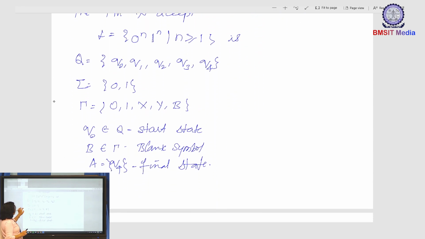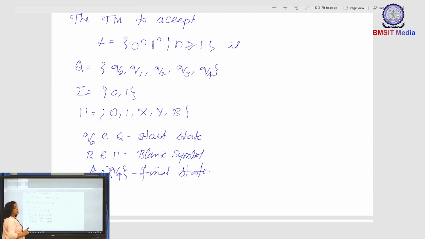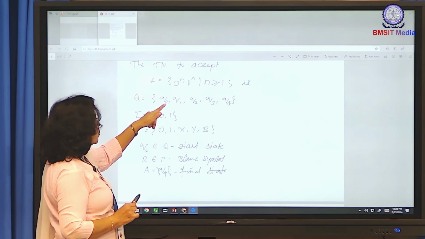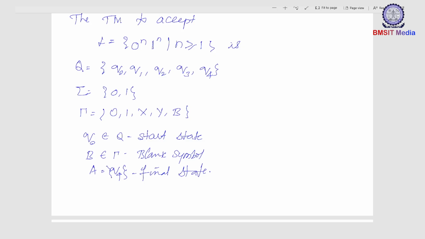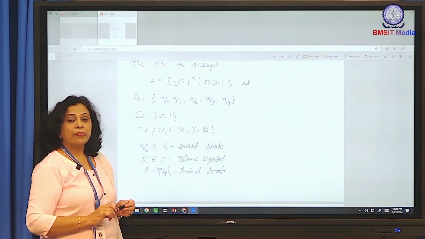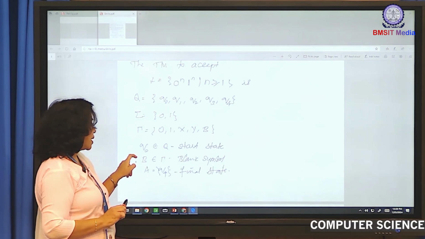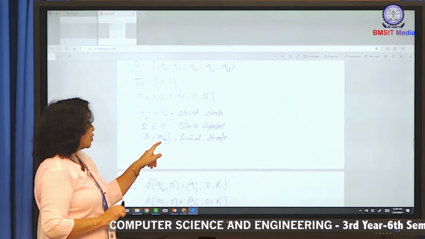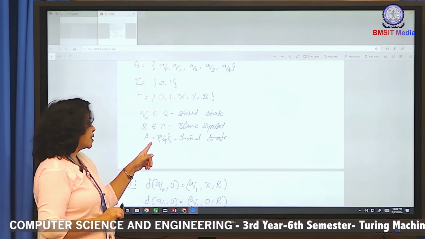So the TM to accept L equals 0 raised to n, 1 raised to n for all n greater than or equal to 1 is given by Q equal to {Q0, Q1, Q2, Q3, Q4}. Sigma is {0, 1}. Tau, tape symbols, we have 0, 1, x, y, blank. Q0 belongs to Q is the start state. B belongs to tau, it is the blank symbol. Q4, that is the final state.